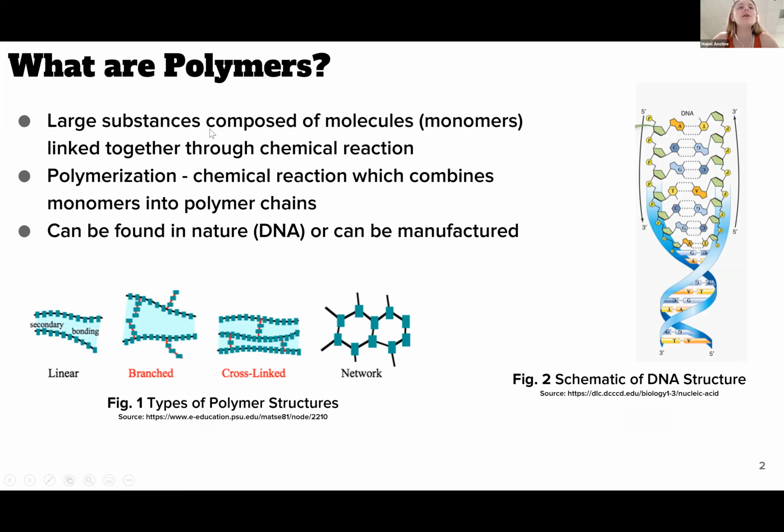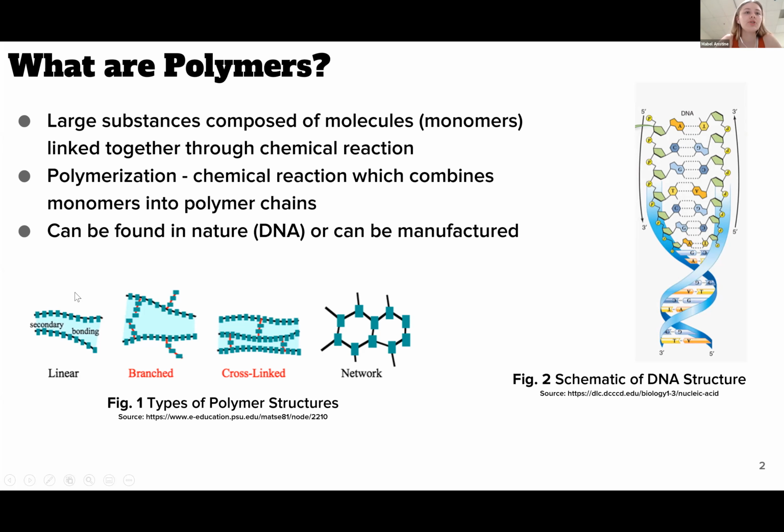So polymers are large substances which are composed of molecules, which are monomers, the smaller sections here, that are linked together through chemical reaction. And polymerization is the name of the chemical reaction, which is going to combine those monomers into polymer chains. So as you can see in figure 2 here, I'm kind of highlighting a monomer. This is a figure of DNA. So this monomer, once it goes through some polymerization, it's going to form this long polymer chain, as you can see here. And again, polymers can be found in nature, such as DNA, or they can be manufactured as well.